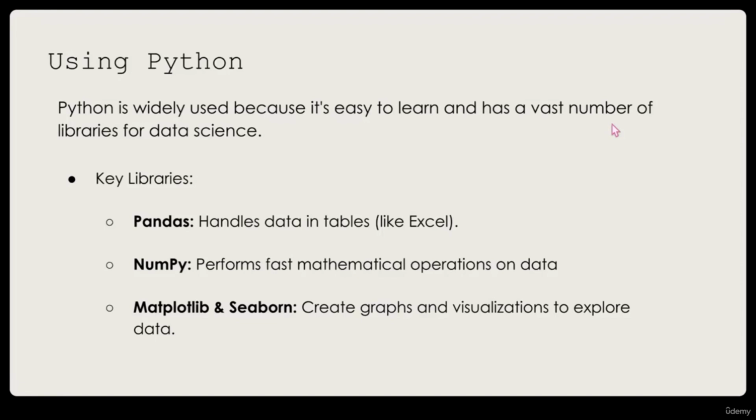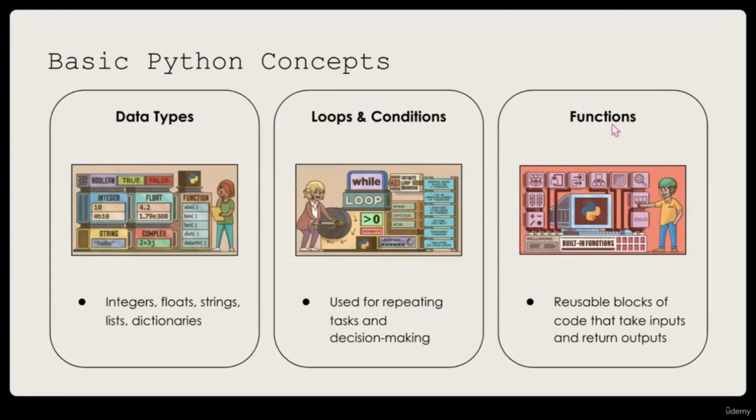Now, moving on, instead of diving into these libraries, let's dive into basic Python concepts that we need to know first. So, let's first go over data types. Now, data types are basically integers, floats, strings, lists, dictionaries. Let's go over what each of these are.